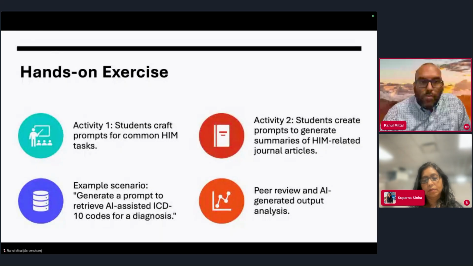Activity 2 is students creating prompts to generate summaries of HIM related journal articles. One of the examples I gave was the ICD-10 codes, and we're also trying to peer review an AI-generated output analysis as well.